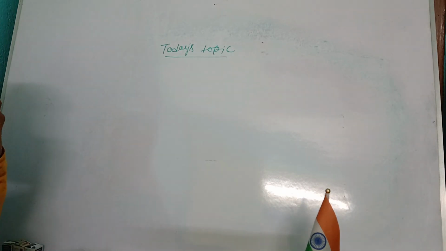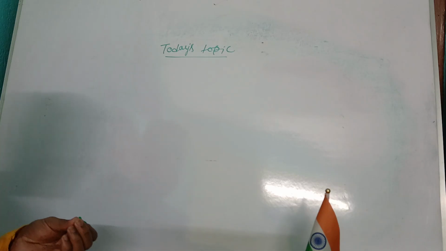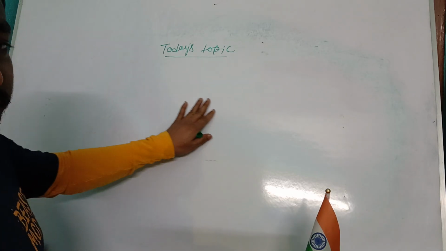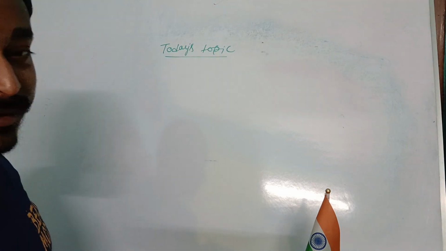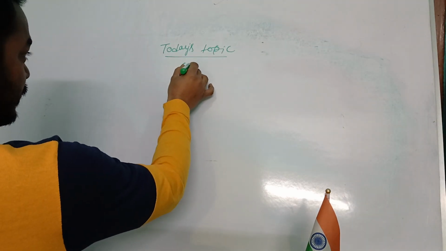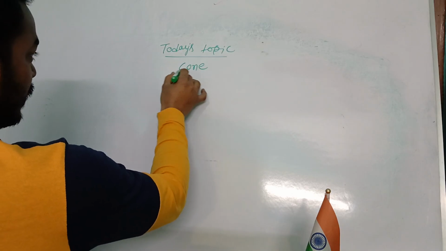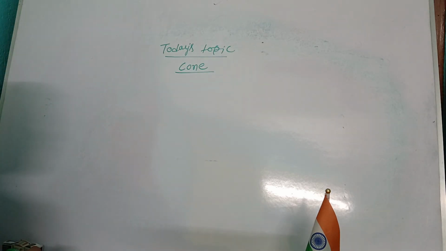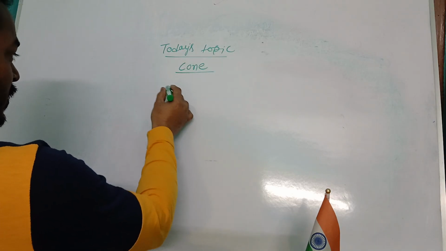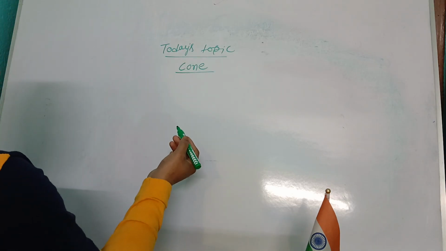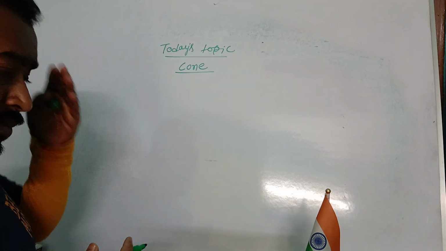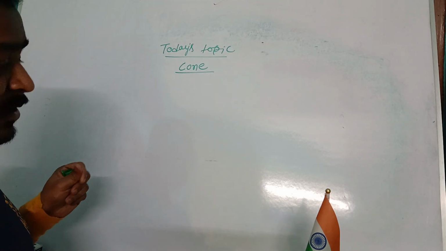Today's topic is what? Yesterday we learned about the right circular cylinder, and today's topic is the cone, or right circular cone. As we know, we are talking about the area and the volume of a three-dimensional object.